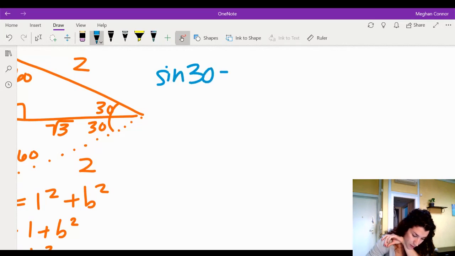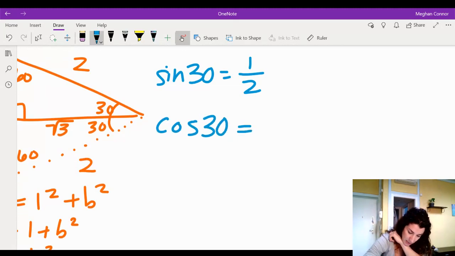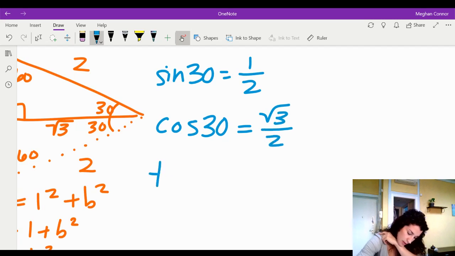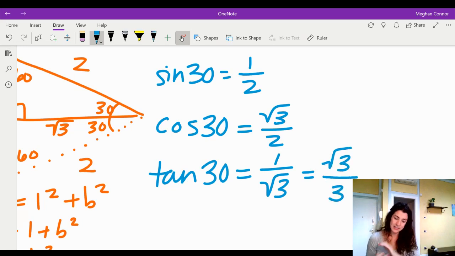Sine of 30 is going to be opposite, which is 1 over hypotenuse, which is 2, a half. And you'll notice that when you plug in sine of 30 or cosine of 60, you'll get 0.5, a half. Cosine of 30 is going to be adjacent over hypotenuse. And tangent of 30 is going to be opposite over adjacent, which multiplying the top and bottom by the square root of 3, I get that.